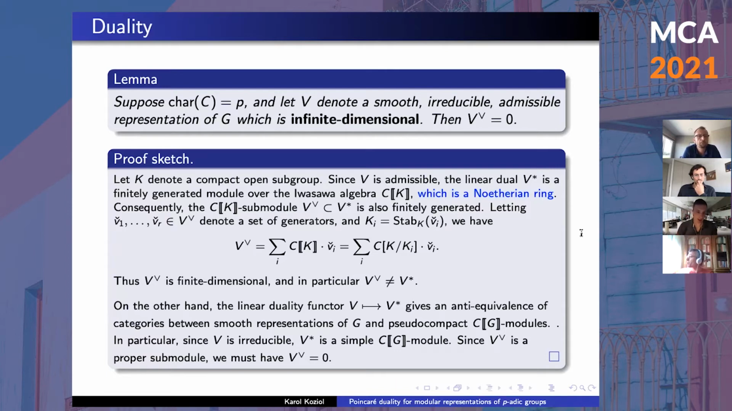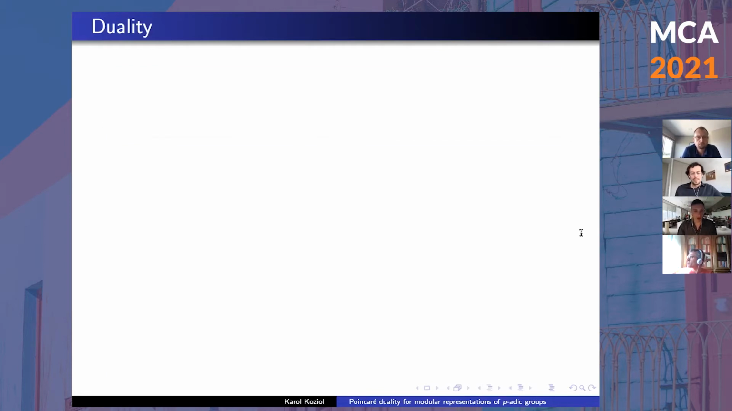So again, maybe this is not surprising, but I remember being quite surprised when I first learned about this. In any event, what we want to do is remedy these deficiencies with these duality functors when the characteristic is equal to p.